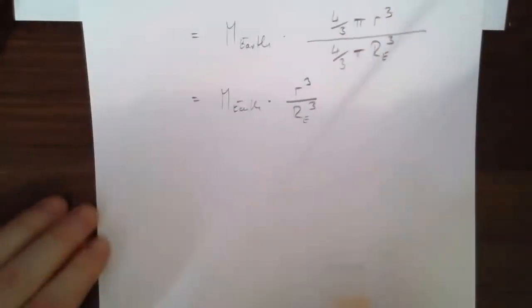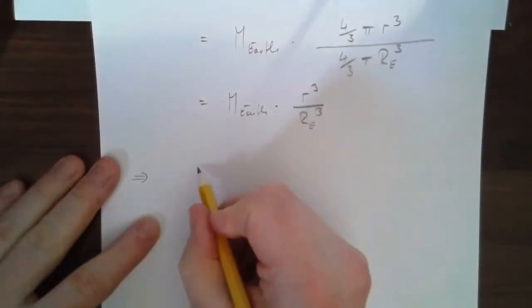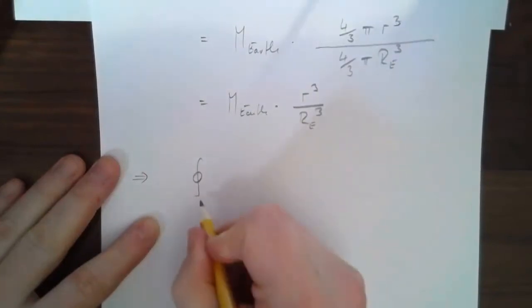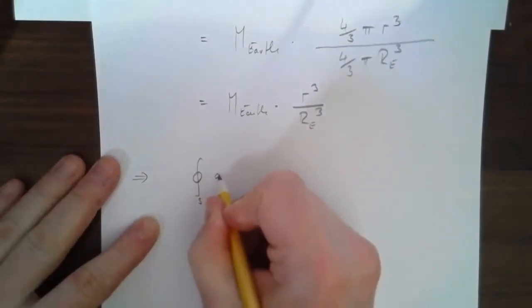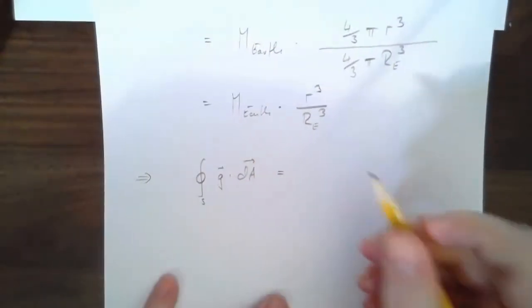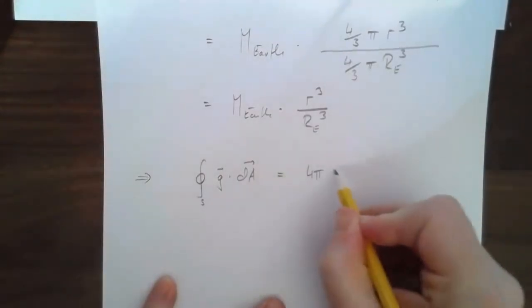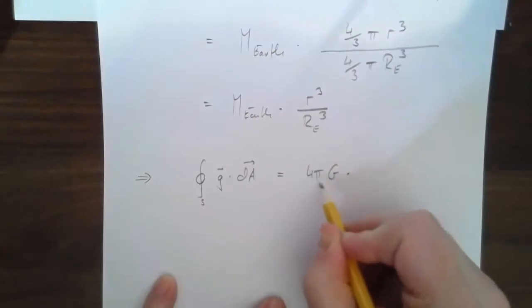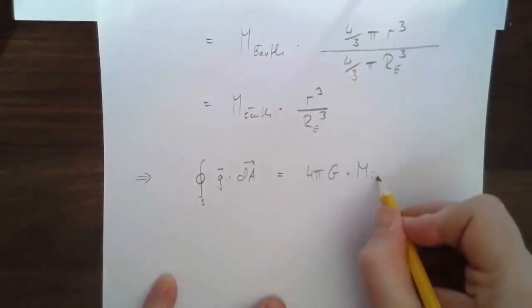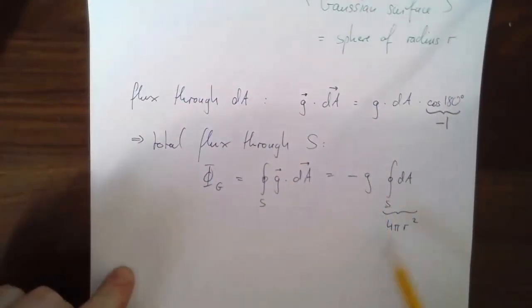Okay, now we can plug this into Gauss's law for gravity. So let's write it out just one more time. The left-hand side, we've got a gravitational flux, the integral of G dot dA. That is going to be equal to 4 pi G, which was the equivalent of 1 over epsilon naught, times the mass inside. We've worked out the left-hand side, we've worked out the right-hand side. This was the left-hand side, minus G times 4 pi r squared.